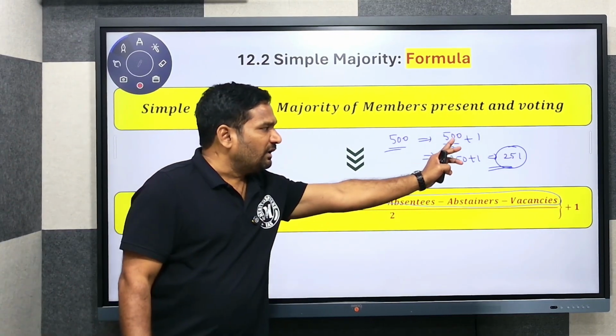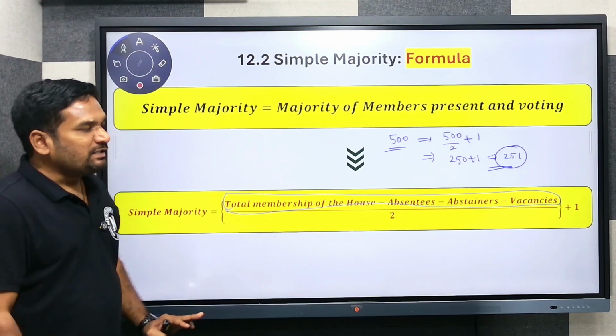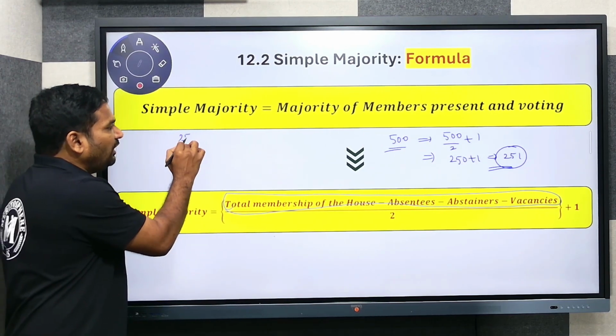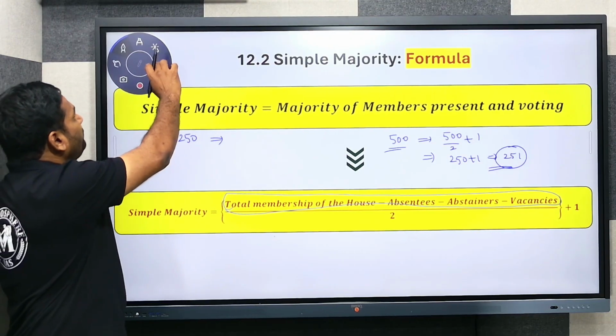Here the result of the division is a whole number, not a decimal number. Whenever we get a decimal number, the situation is different. So majority of 250, we have to get the majority of 250. Not 250 actually.